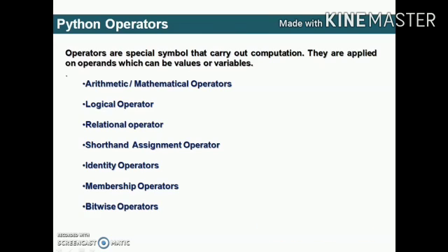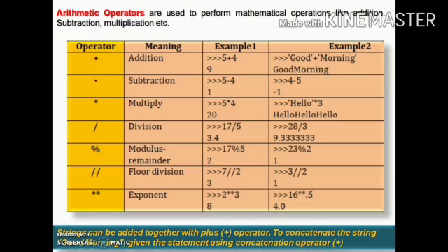So first is arithmetic operators. Arithmetic operators are used to perform mathematical operations like addition, subtraction, multiplication, etc. As you can see, plus is used for addition, minus is for subtraction, asterisk symbol used for multiplication, then division, modulus or remainder, then floor division and exponent.